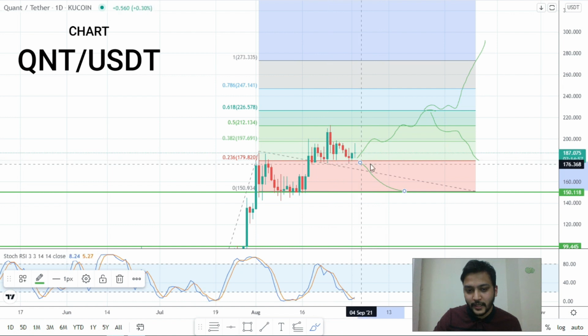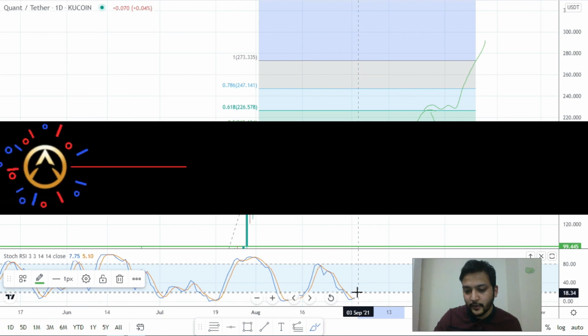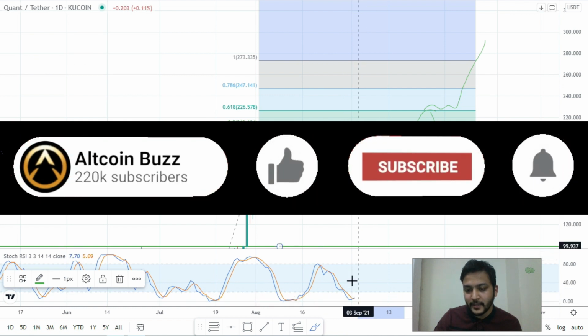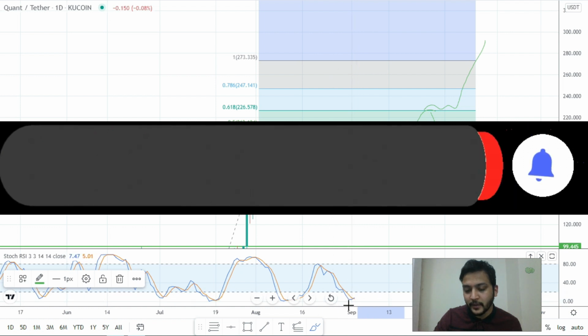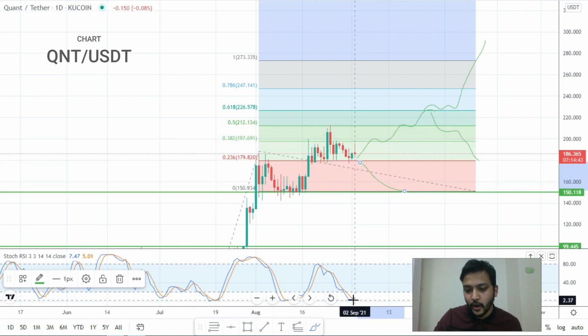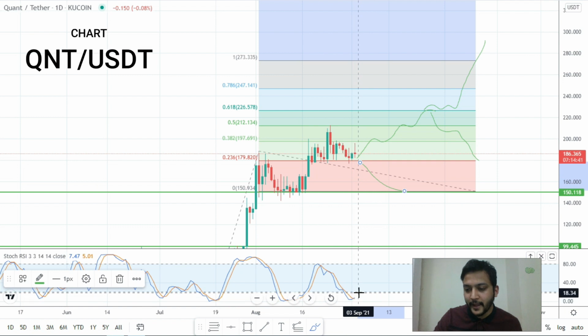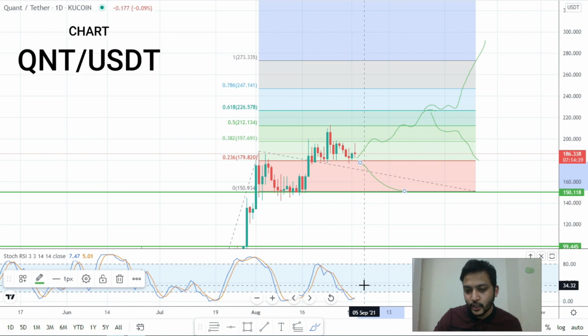So as you can see, Quant is at the support zone of $180 and the stochastic RSI is curving upwards. That means a support has been established, it has been oversold, and we might start seeing a bullish momentum in Quant. So if this can come back above the 20 region and the support maintains, we could definitely start seeing a move towards $226.